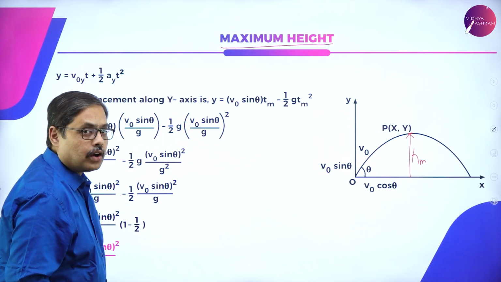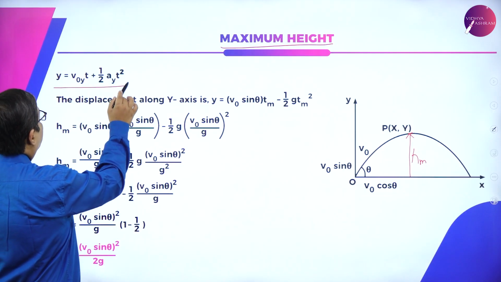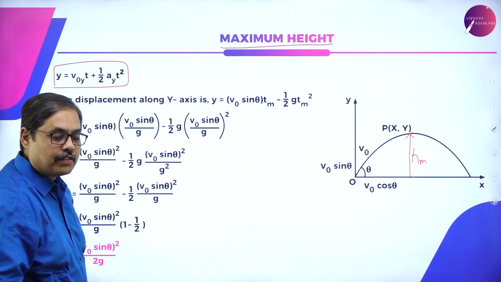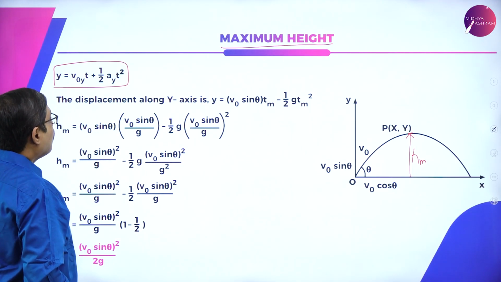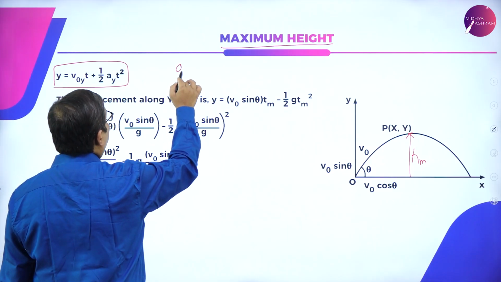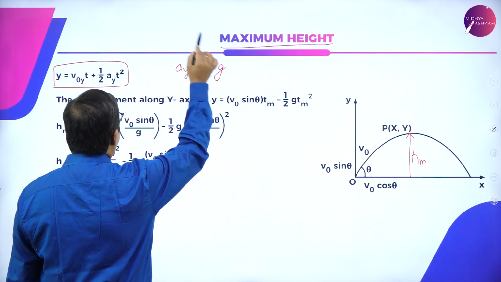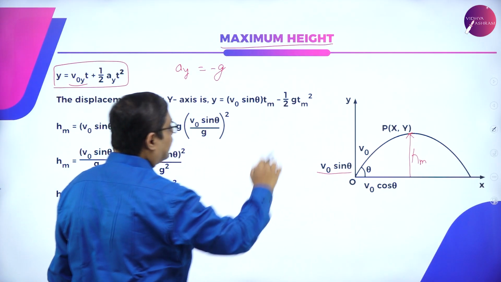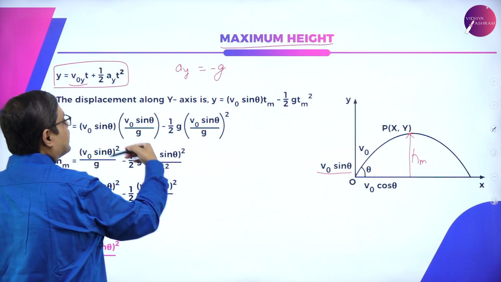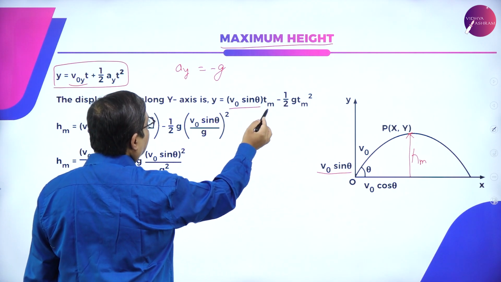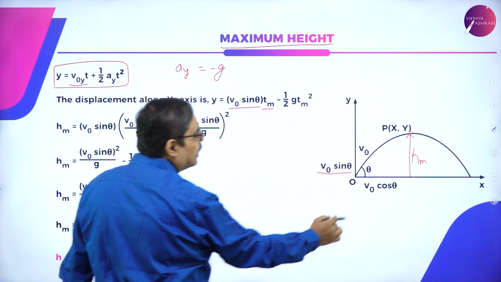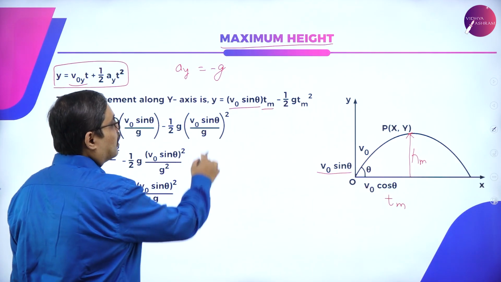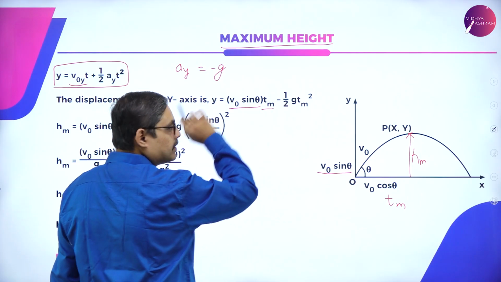Let us check. y is equal to V naught y of t plus half into ay into t square. Going back to the equations that we have derived in the previous chapter, what do we know? We know that ay equals minus g, and V naught y along the y-axis is given by V naught sine theta. Let us replace those in this equation. It will be V naught sine theta, t is given by Tm. The time in which it reaches the maximum height is given by Tm. V naught sine theta Tm minus half g Tm square.